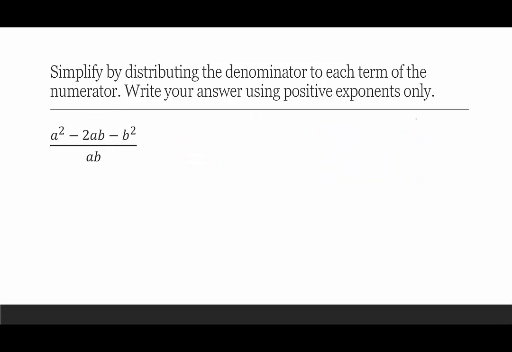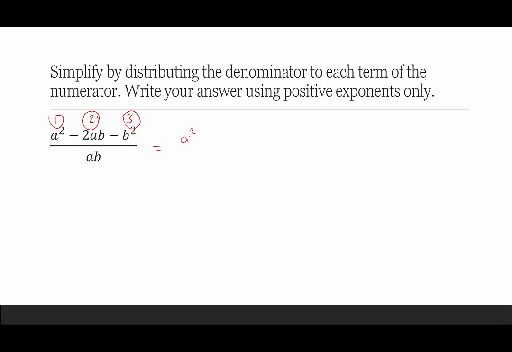All right, how about this one? We have a squared minus 2ab minus b squared over ab. How many terms do we have in the numerator? 1, 2, 3. How many terms will be in our final answer? That's right, there will be 3. In the meantime, what we're going to do is divide all 3 terms by that denominator ab.